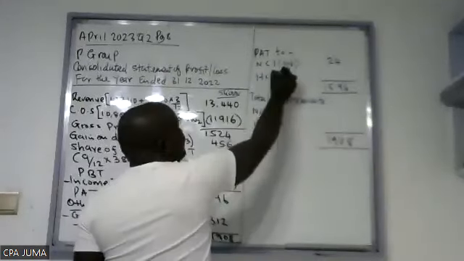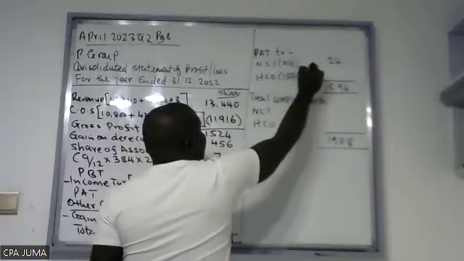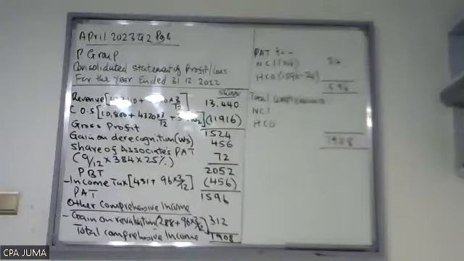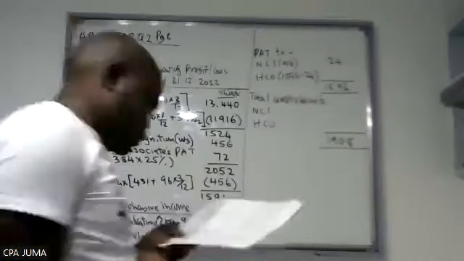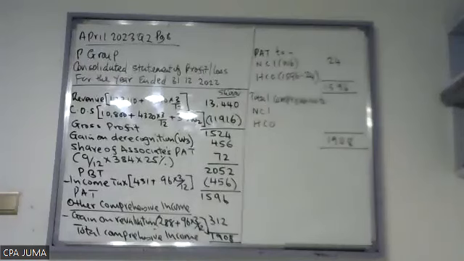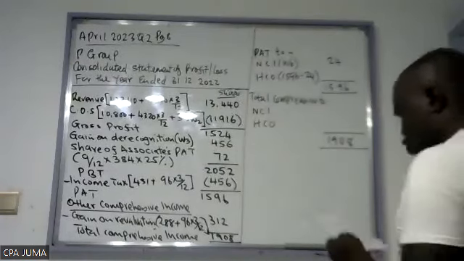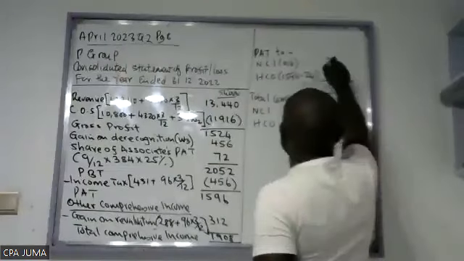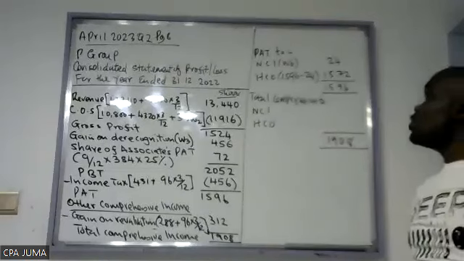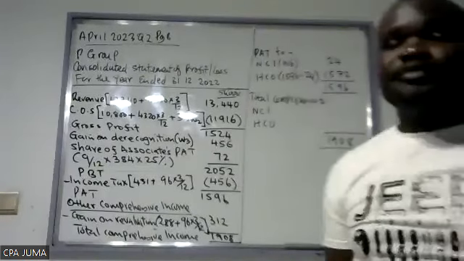So parent will go with 1596 minus 24. How much? 1596 minus 24, so parent will go with how much? 1572. Thank you. Let's go to total comprehensive.